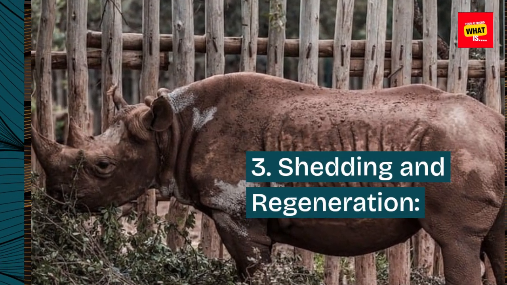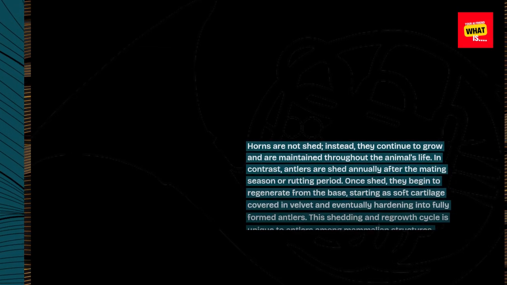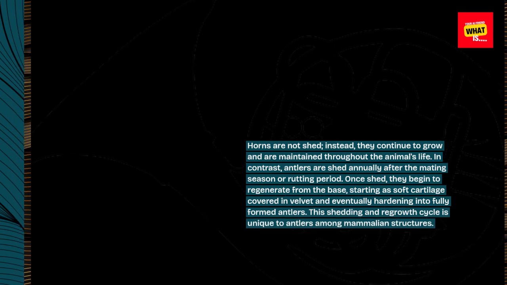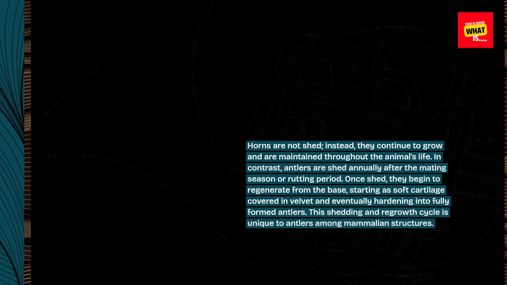3. Shedding and regeneration. Horns are not shed. Instead, they continue to grow and are maintained throughout the animal's life. In contrast, antlers are shed annually after the mating season or rutting period.